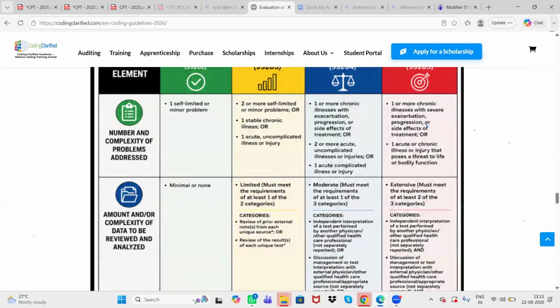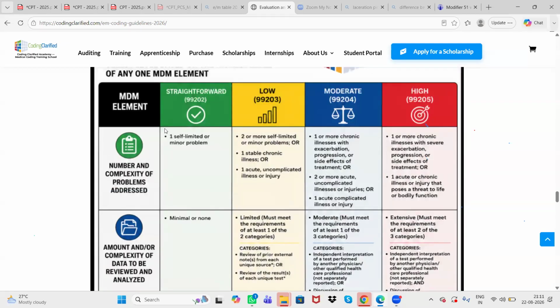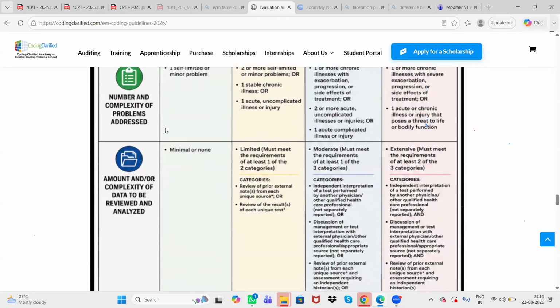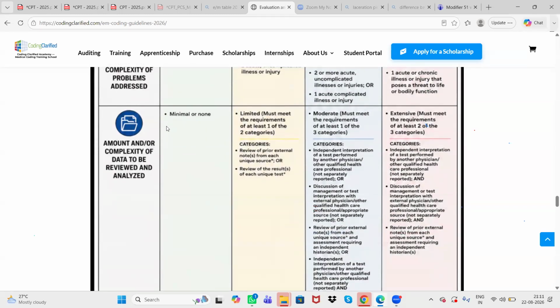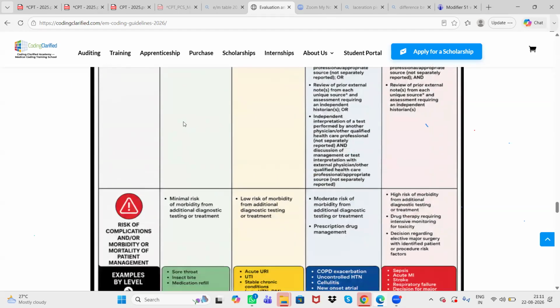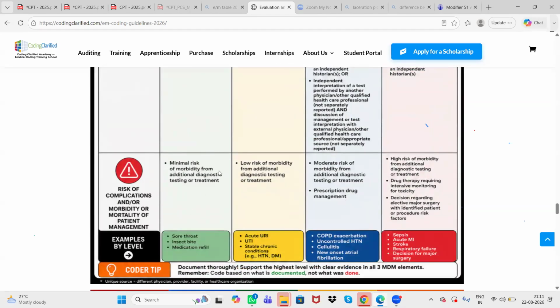So the COPA goes with the straightforward. Next, data will be none, minimal or none. Most of the time there will not be data. Risk also, not much in the straightforward actually.